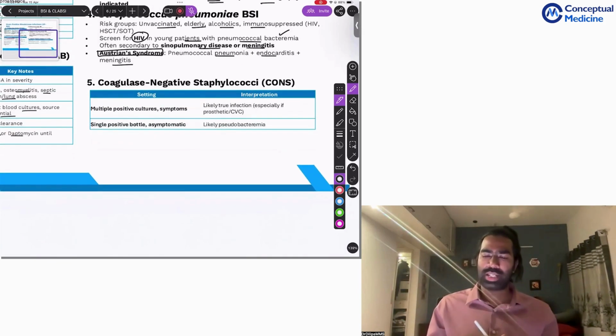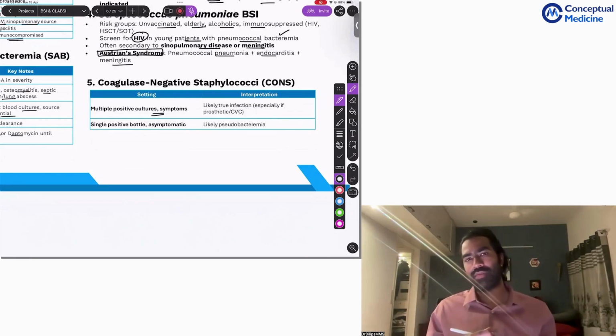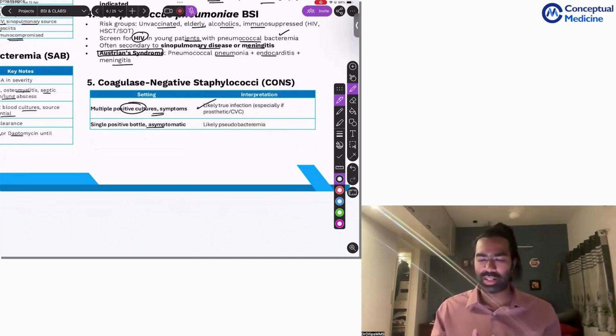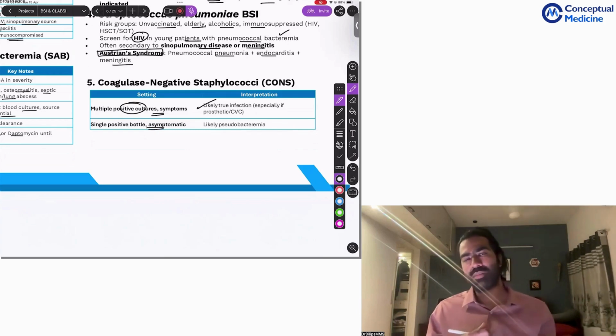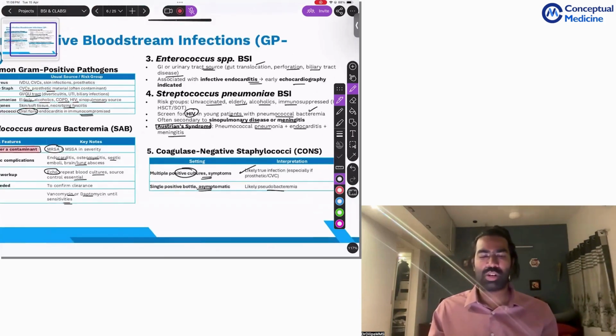So what about coagulase-negative staphylococcus? Most of the time, it can be a contaminant. You have to be careful. That's why multiple positive cultures are recommended. And if the patient is also symptomatic, it's likely to be a true infection, especially from prosthetic material or central venous catheters. If it's a single positive culture, but the patient is asymptomatic, it's likely to be due to pseudobacteremia, and you can make a note of it as well.